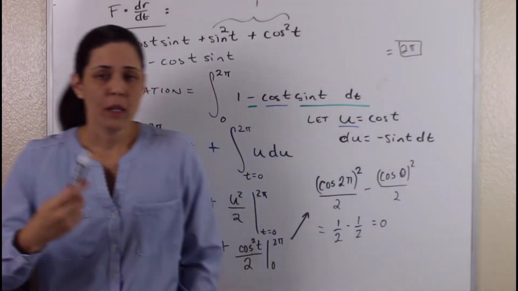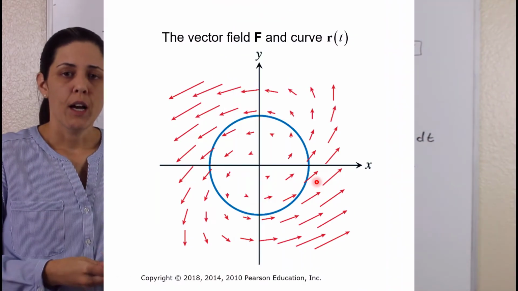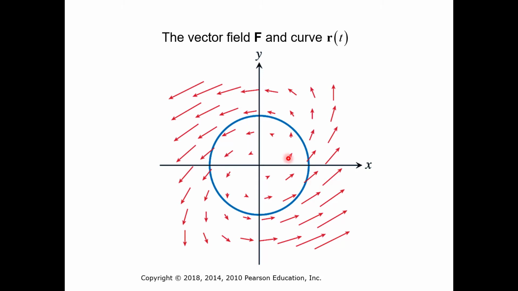Okay, so let me show you a picture of this one. Notice the vector field here, F. This was our field, and then our curve here is our circle with radius 1, centered at the origin. And so this is basically showing that a fluid that would have this velocity field, this vector field, is circulating in the counterclockwise direction around this circle. So the circulation is positive, and we calculated that it was equal to 2 pi.